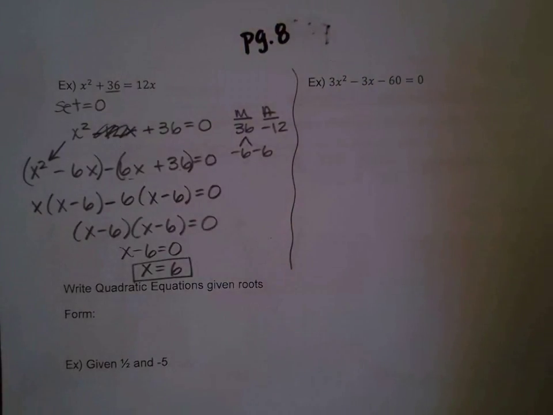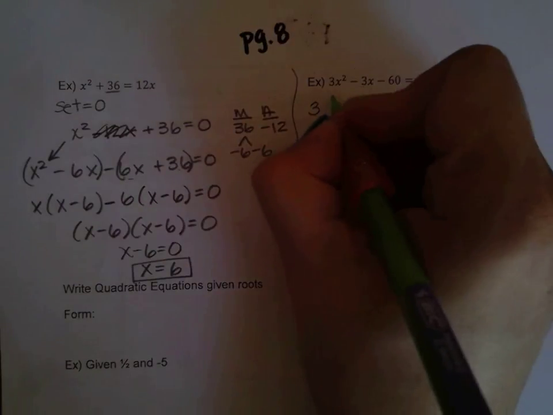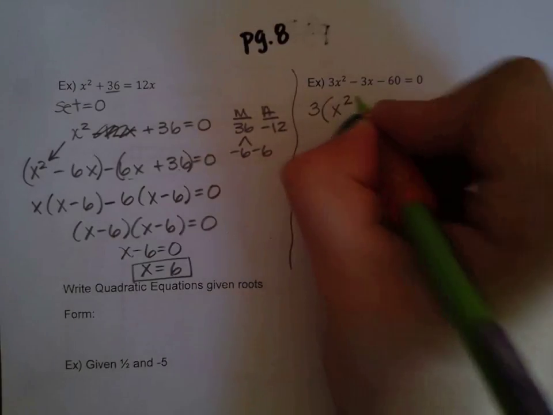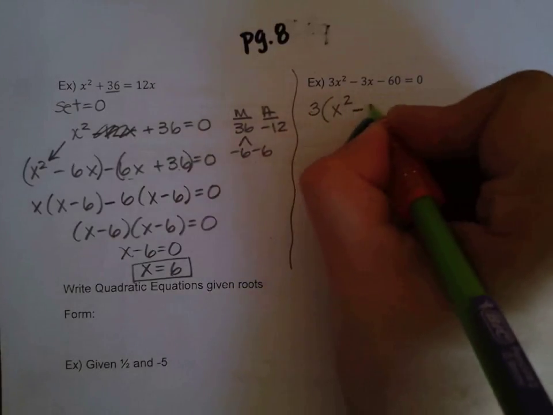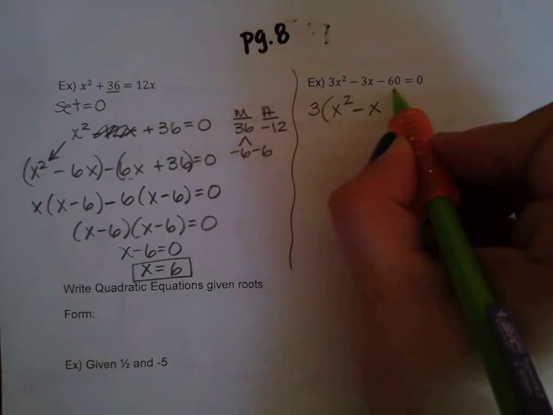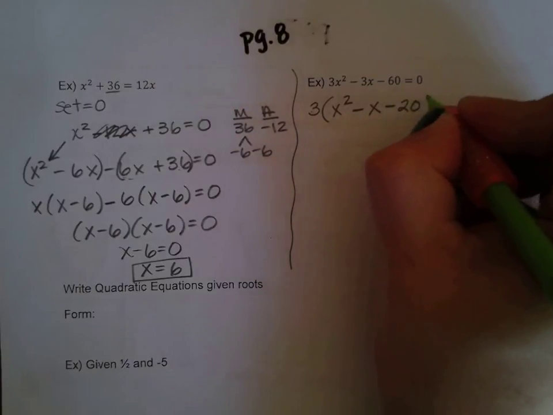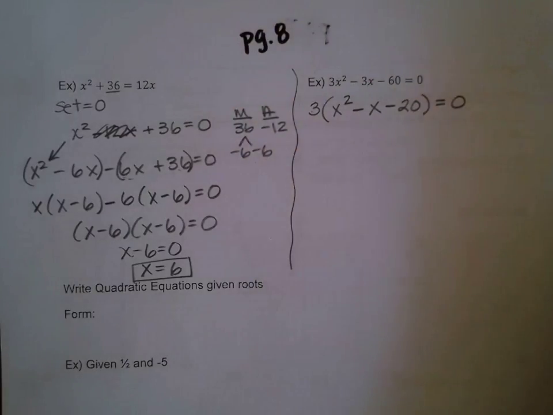So you have 3x squared minus 3x minus 60. Now right away I see that I could take a GCF out. So I'm going to do that so my numbers will be a little bit smaller to work with. So I see that I have a GCF of 3. So that's going to be x squared, let's see, minus x. And then we have to figure out how many times 3 goes into negative 60. I think negative 20 equals 0.